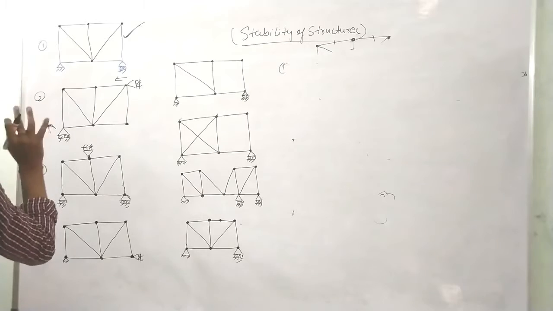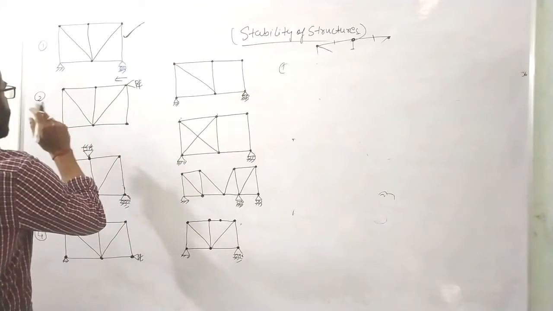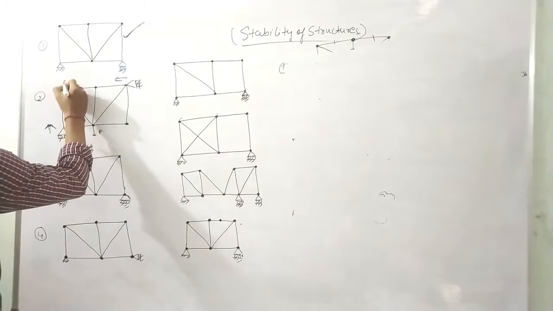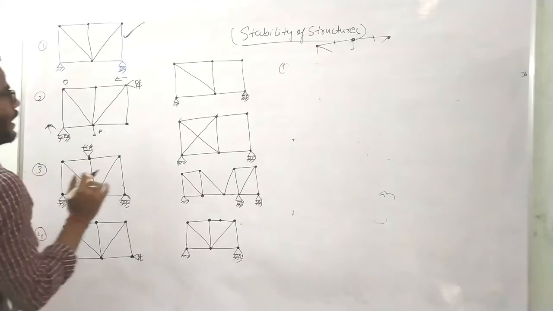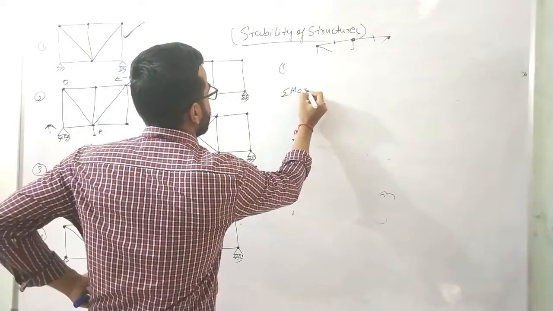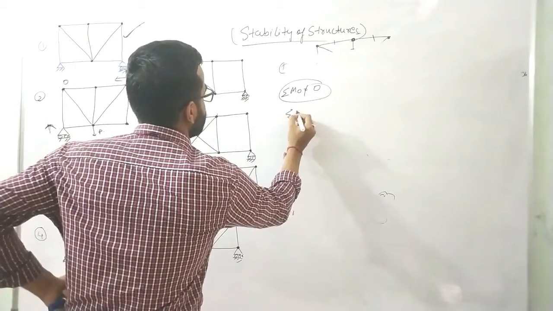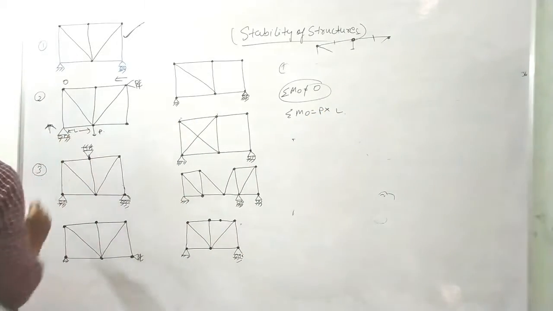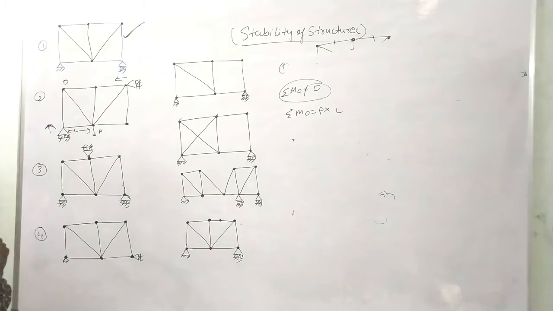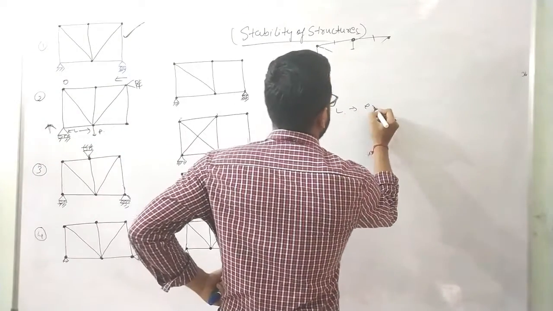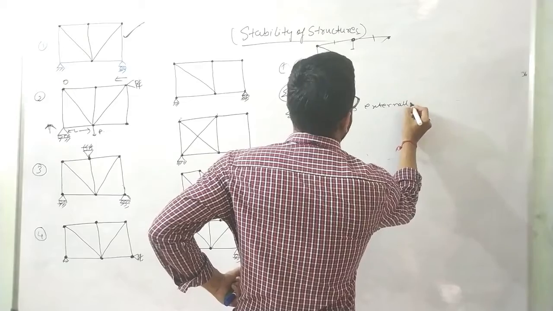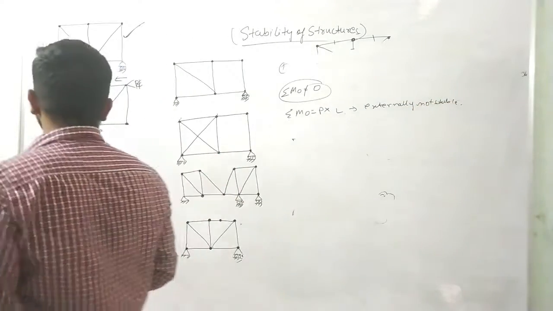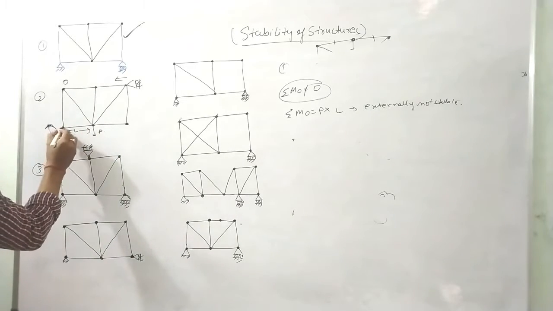If I apply a load like this, P, and I calculate the moment about this point O, summation MO is not equal to 0. Summation MO is equal to P into L, supposing this distance is L. So we can say that this is externally not stable. To check the internal stability, how many joints do we have?